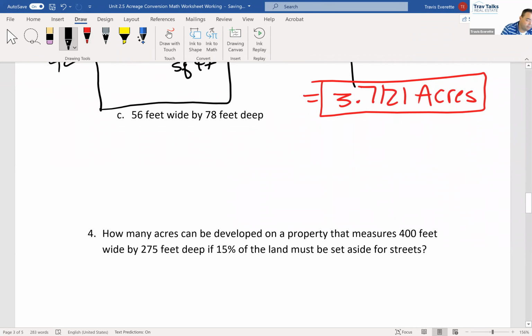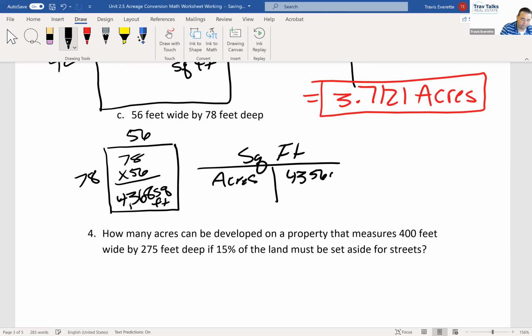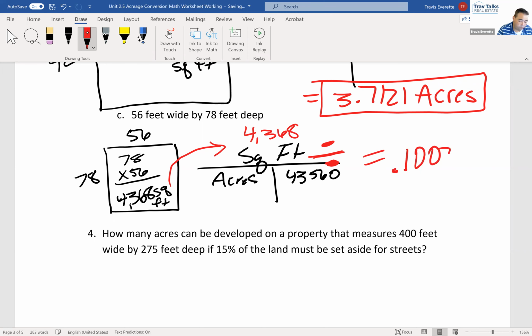All right. C is 56 feet wide by 78 feet deep. So we got 56 by 78. Well, we know we can multiply those two, 78 times 56, or 56 times 78, doesn't matter which way you do it. Either one works just fine. That is 4,368 square feet. All right, well, how do we convert that to acres? Well, we write down the formula that has the two things in it, square feet and acres. And 43,560 finishes out our formula. And we take the square footage that we just figured out, bring it over here. That's 4,368. Now we got two of the three spots filled in with numbers. We're ready to do some math. They're top and bottom, so that's divide. And I come up with 0.1002 acres. So basically a tenth of an acre, somewhere right around a tenth of an acre.